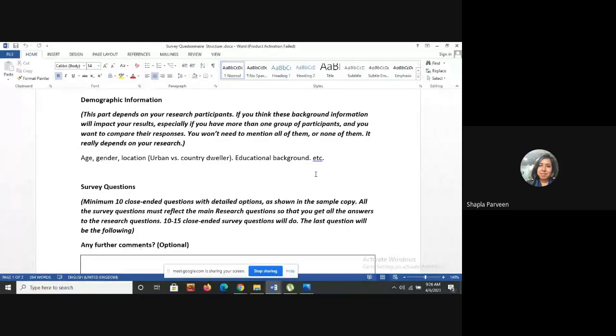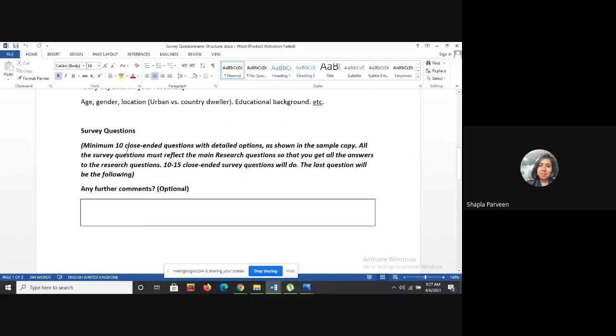Now, also please remember, do not number the demographic information. The demographic information is not your survey questions, so do not number them at all. If you need demographic information, after that, then you start your survey questions. Survey questions: minimum 10 close-ended questions with detailed options as shown in the sample copy.